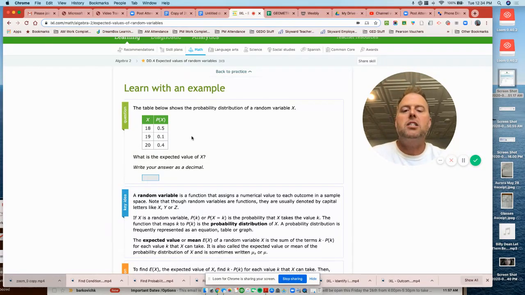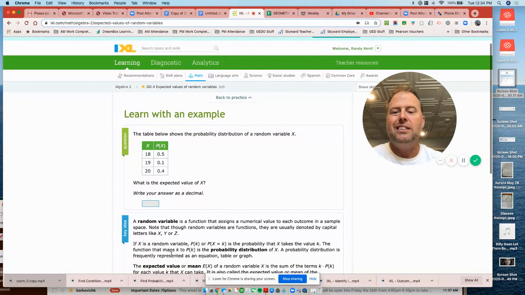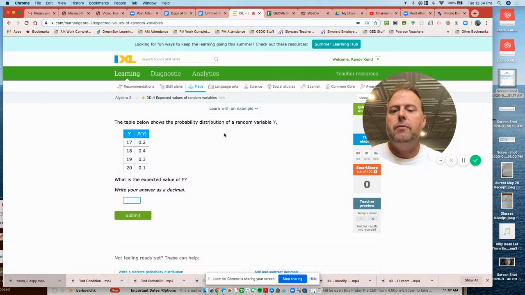So my expected value is going to be what happens when I take the value times the probability. It gives me a number. And then what I do is I add all those together and it gives me an expected value, or what they call an expected value of 18.9. It's almost kind of like the mean, but not exactly, because it kind of takes into account probability too. So let's go back to practice and see what this looks like.